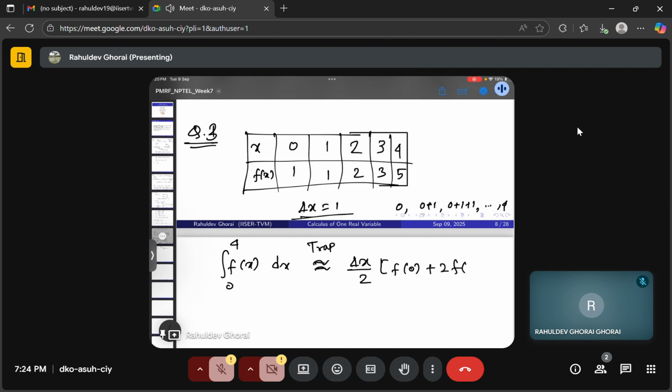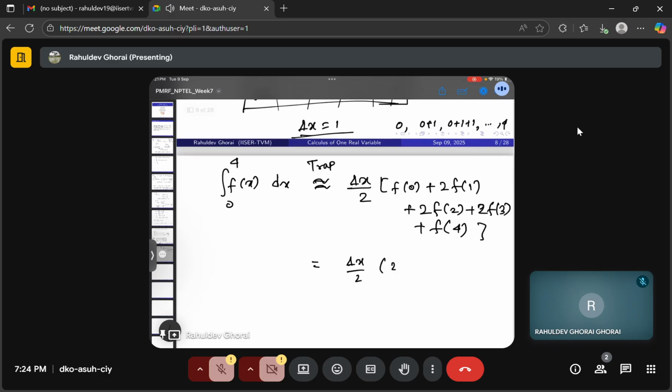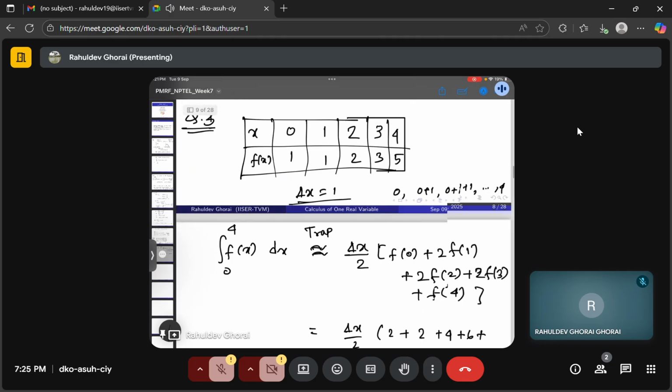f0 plus 2 times f1. Then it's not just f2, it has to be 2 times f2, plus again 2 times f3, whatever is there, and at the end it will be f4. You have to remember it like this, multiplied by del x over 2. What is f0? That is 1. f1 is 1, so 2 times 1 is 2, plus 2 times 2 is 4, plus 2 times 3 is 6, plus f4, which is 5.